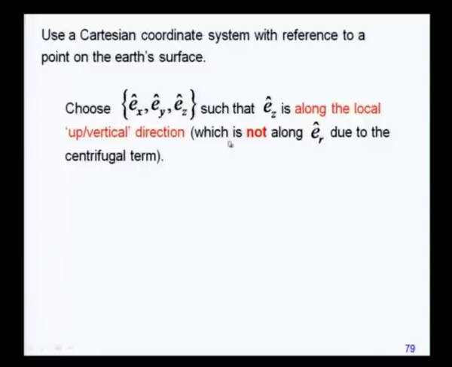The first thing you do is to choose the Ez, the z axis of this coordinate system, along the local vertical, and we agreed after our discussion yesterday that the local vertical is not necessarily the radial direction, because we are observing the vertical on a rotating earth, and therefore we must take into account the centrifugal term.